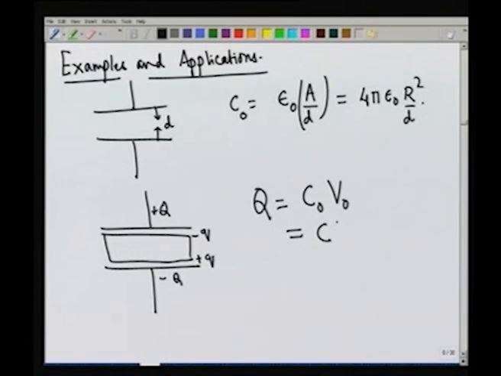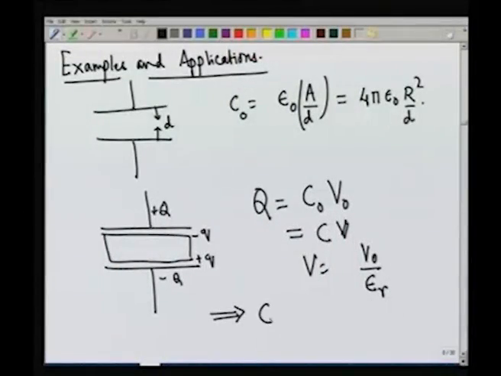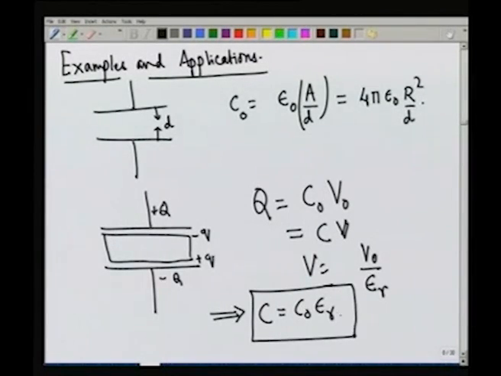It will be written as C into V. The voltage has changed, and we know that my V is nothing but V naught by epsilon, where epsilon is the relative permittivity of the medium. So let me denote it by epsilon R. The voltage between the two plates has gone down by a factor of epsilon R, and therefore we conclude that C is nothing but C naught times epsilon R. As I told you many times, people use the notation K. K is identically the same as epsilon R. Epsilon R is always greater than or equal to 1. For a medium, it is always greater than 1. Therefore, we increase the capacitance of the system.